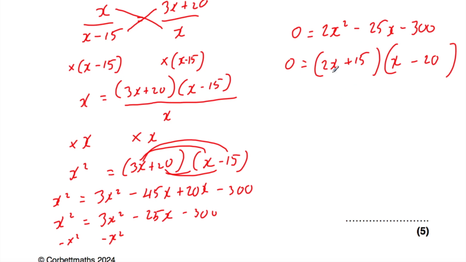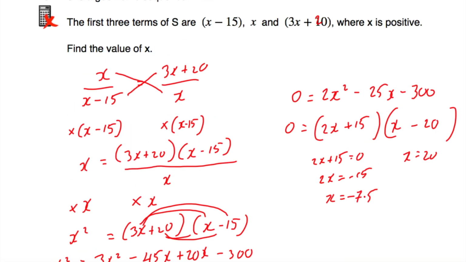Here, we'd have that 2x + 15 is equal to 0. If we take away 15 from both sides, we get 2x equals minus 15. And divide by 2, we get x is equal to minus 7.5. And here, we would just get x is equal to 20, to make that bracket 0. Now, if we go back up, let's see if either of these will work.